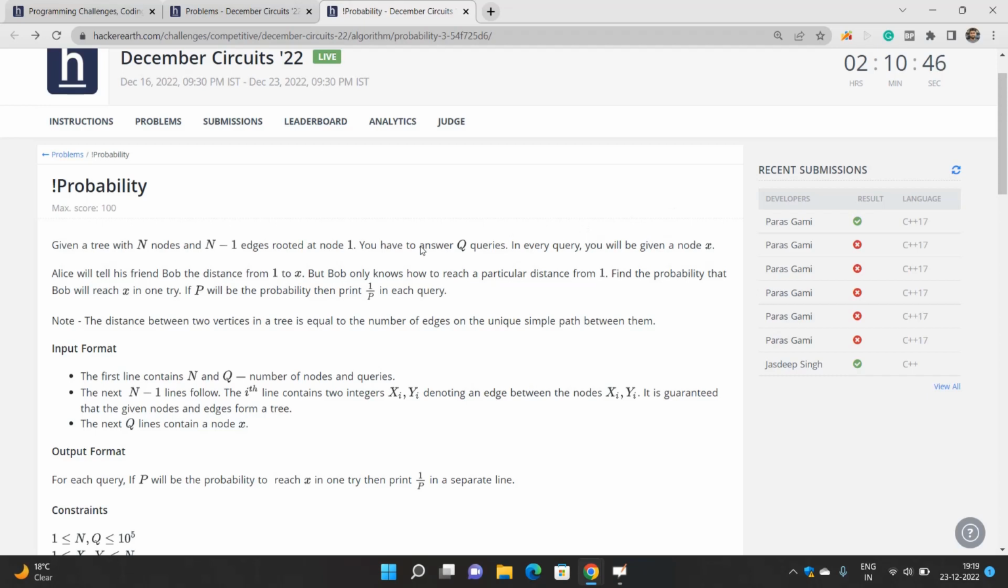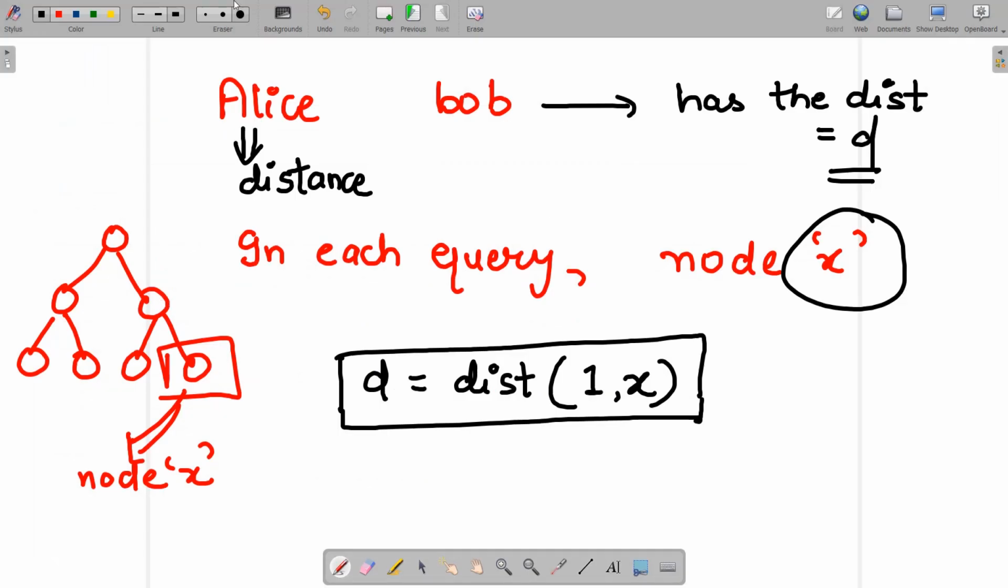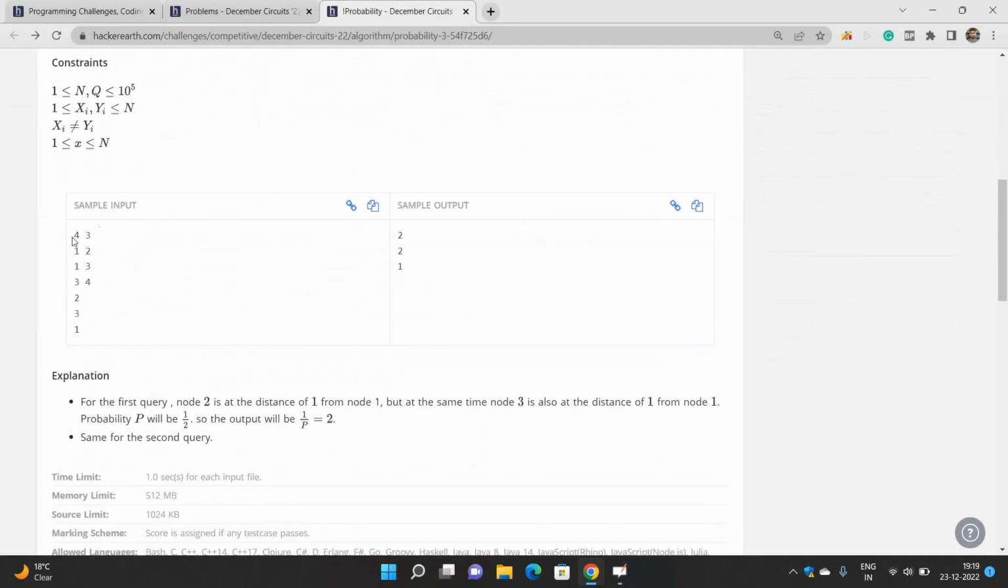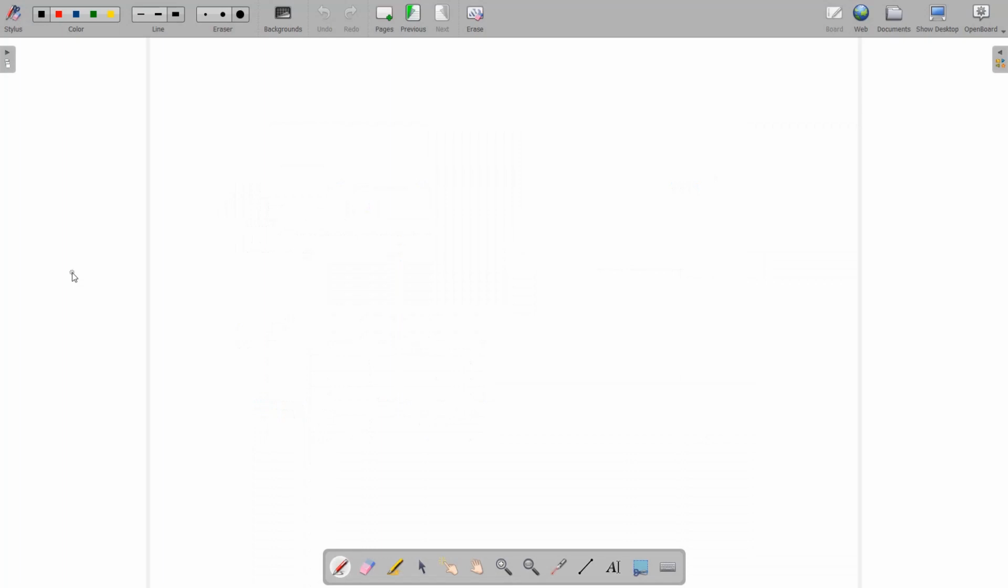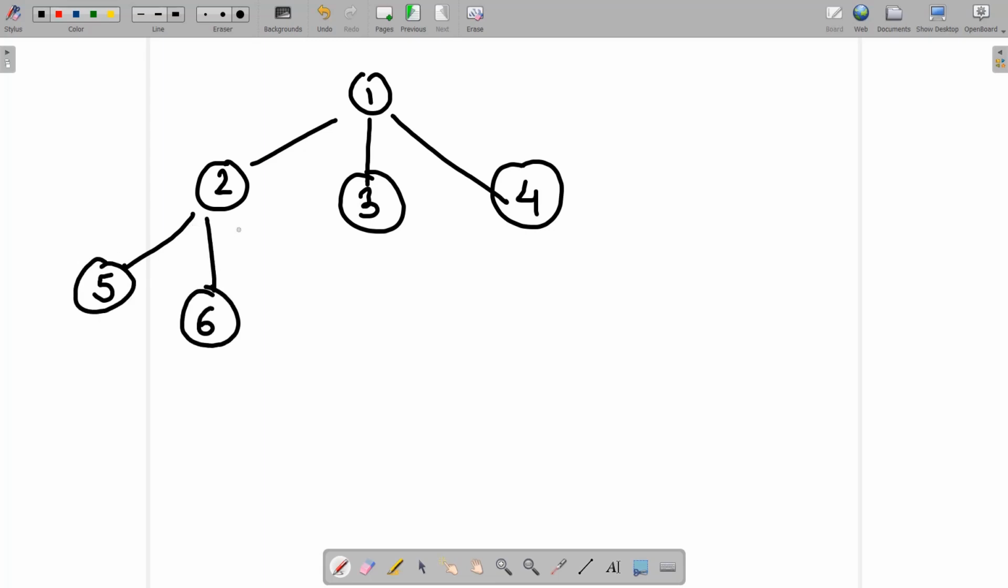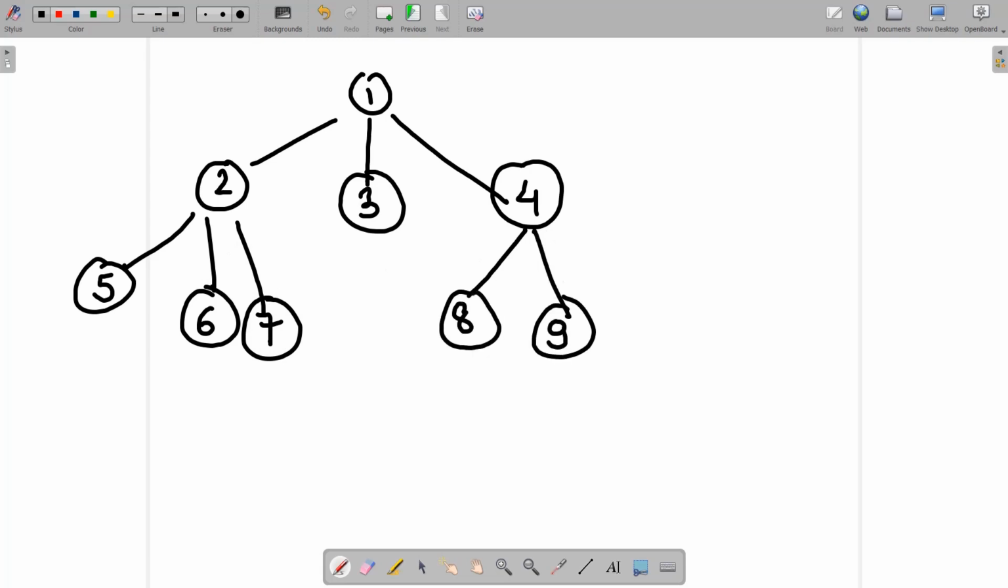So Bob only knows how to reach a particular distance from 1. So we need to find the probability that Bob will reach x in one try. Okay, so let's try to take one example tree. Let's try to understand. Let's take some complex example that would be better for you. Let's say we have 1, 2, 3, and we have this 4, and let's say we have this 5, we have this 6, we have this 7, and let's say we have this 8, we have this 9, we have this 10, and we have this 11.